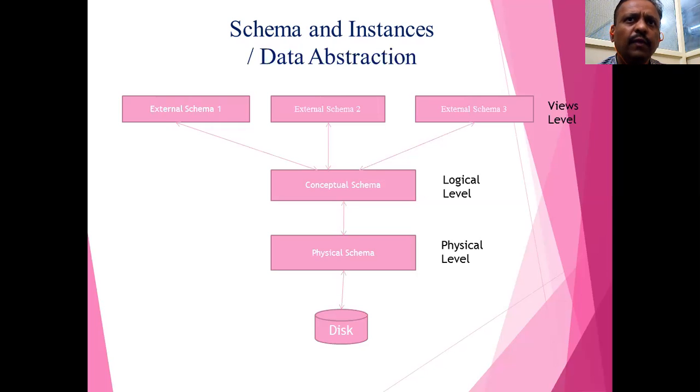It means that the instances are categorized into different parts. It is chopped into different schemas. That is called the external schemas. So physical level: how data is stored; logical level: what data is stored; and view level. View level means you have to make a separation of data.